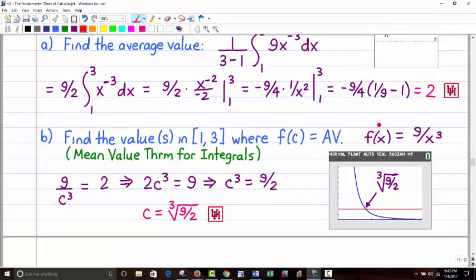And what we do here is then we take our function, 9 over x cubed. It's not critical that you change it to c, but I like to, just for the fun of it.